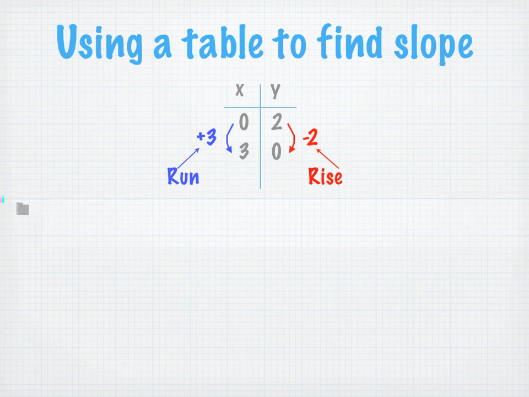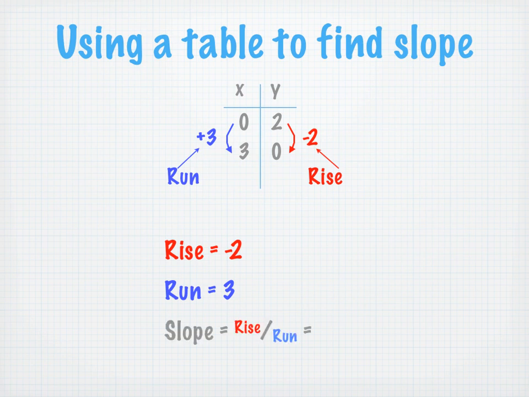Now I have numbers for the rise and the run that I can plug into my slope formula. The rise is -2, the run is +3, and the slope is equal to the rise over the run. If we substitute numbers for rise and run, we'll see that the slope is -2 over 3. This is the same as -2/3.